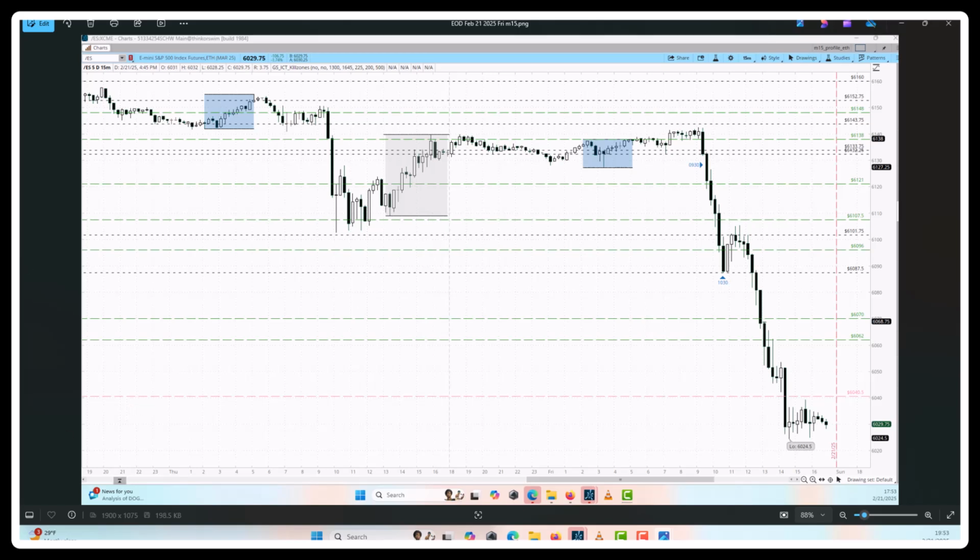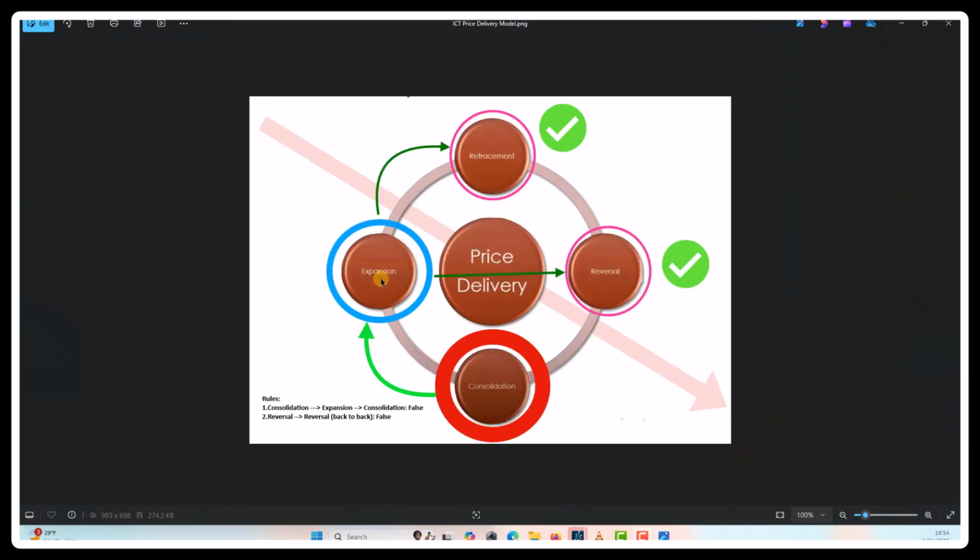Let's revisit that so we're on the same page. Here's what we're talking about, the ICT price delivery model right here. Everything starts with consolidation, and then from consolidation it's going to go to expansion, and then from expansion it's going to go to either retracement or reversal right there, and then from reversal it goes to consolidation again.